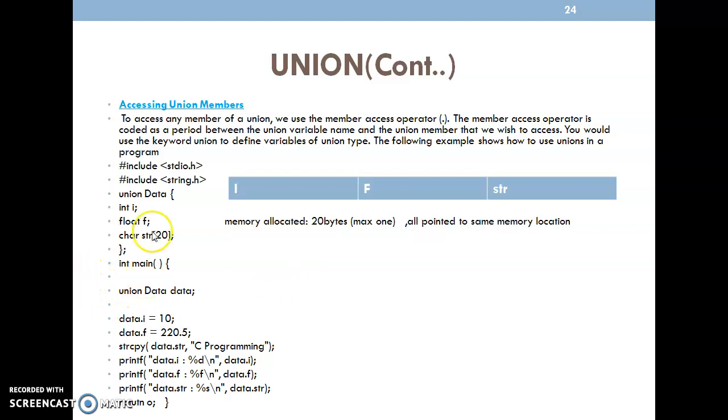If you want to access the integer i, then here I have defined the union with a new variable, data, to access individual members. So data dot i, I'm assigning the value 10 here. Then data dot f, I'm assigning the value 220.5. Then if you want to print them, just print by making use of percentage d. Then if it is a string, you have to copy that one.